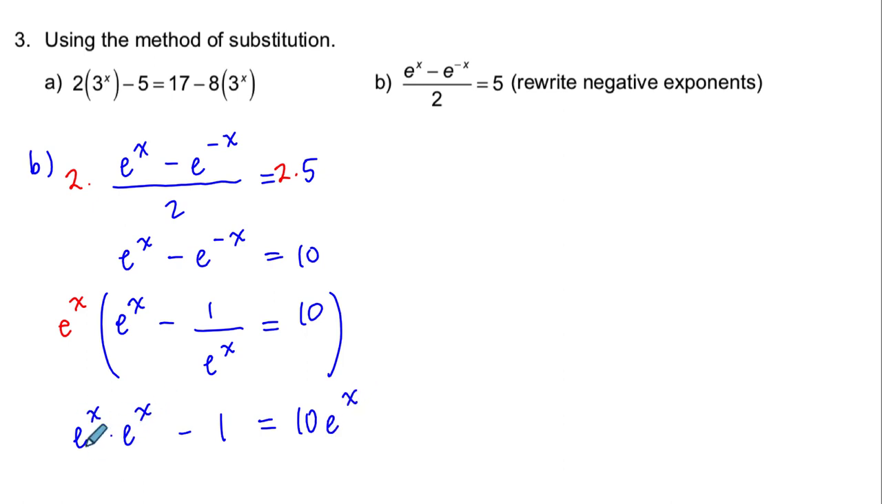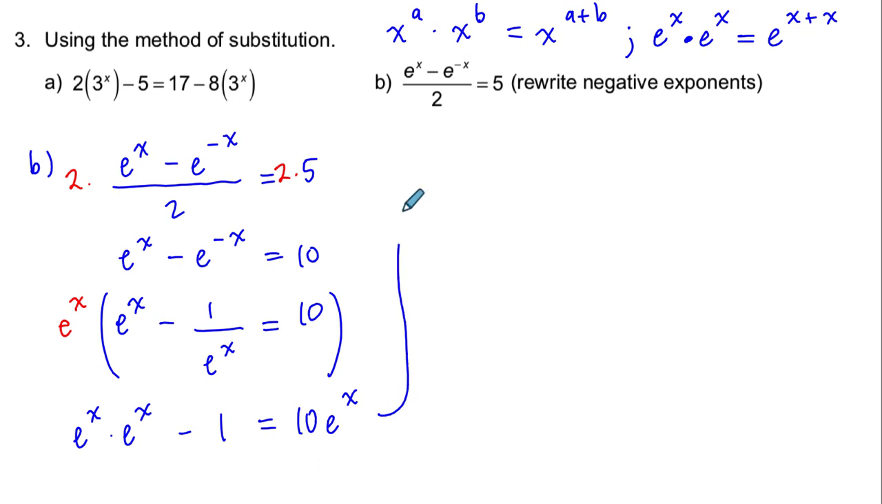So we want to think about how to expand this, and we go back to our exponent laws. If we have x to the a times x to the b, we keep the base and we add the exponents. So that's exactly the same thing that's happening here. E to the x times e to the x, we're multiplying 2 powers and they have the same base. So when we're multiplying powers with the same base, we keep the base and add the exponents. And then of course x plus x is the same as 2x. So we can rewrite this expression here as e to the 2x. And then we have minus 1, and then we have equal to 10 e to the x.